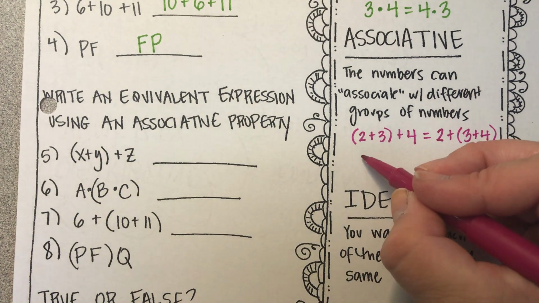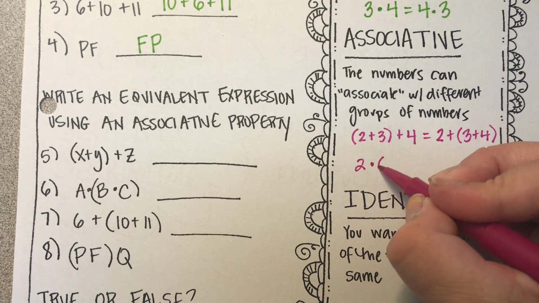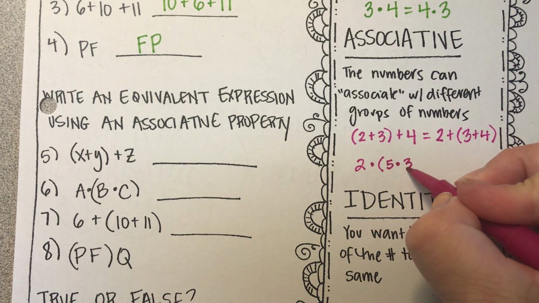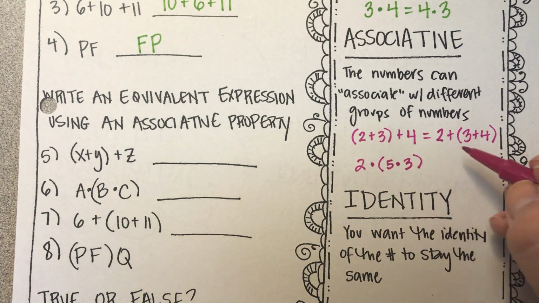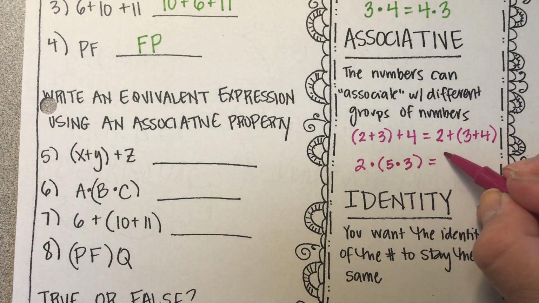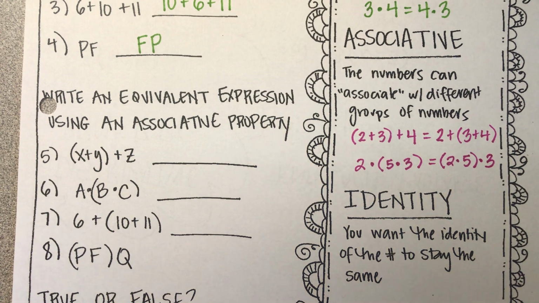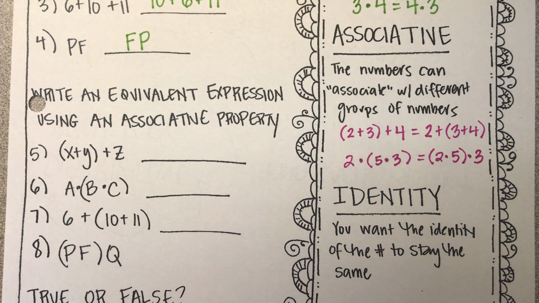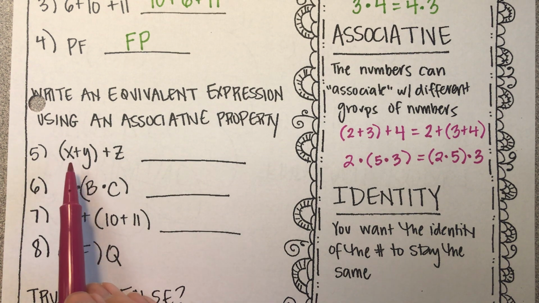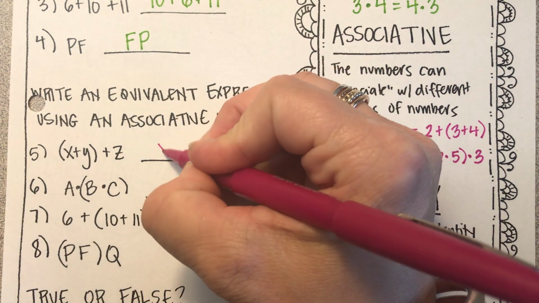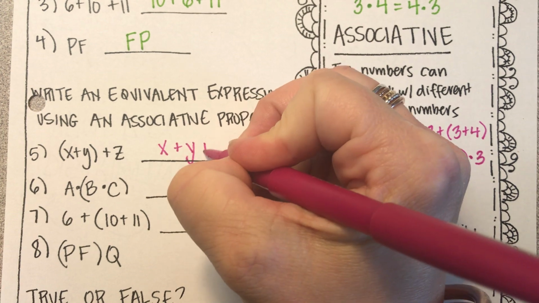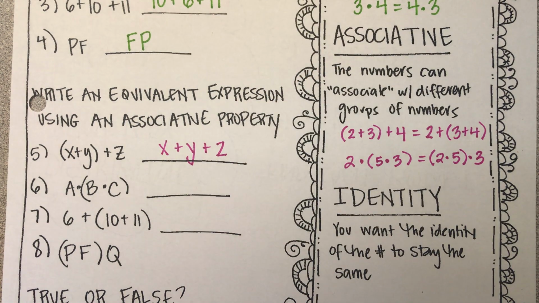And it works with multiplication. So 2 times the quantity 5 times 3, that's 2 times 15, which is 30. That's the exact same thing as 2 times 5, which is 10, times 3, which is 30. So when it says write an equivalent expression using an associative property, x plus y plus z, the important thing is that you do not change the order, because that's commutative. We're only going to change the groupings.